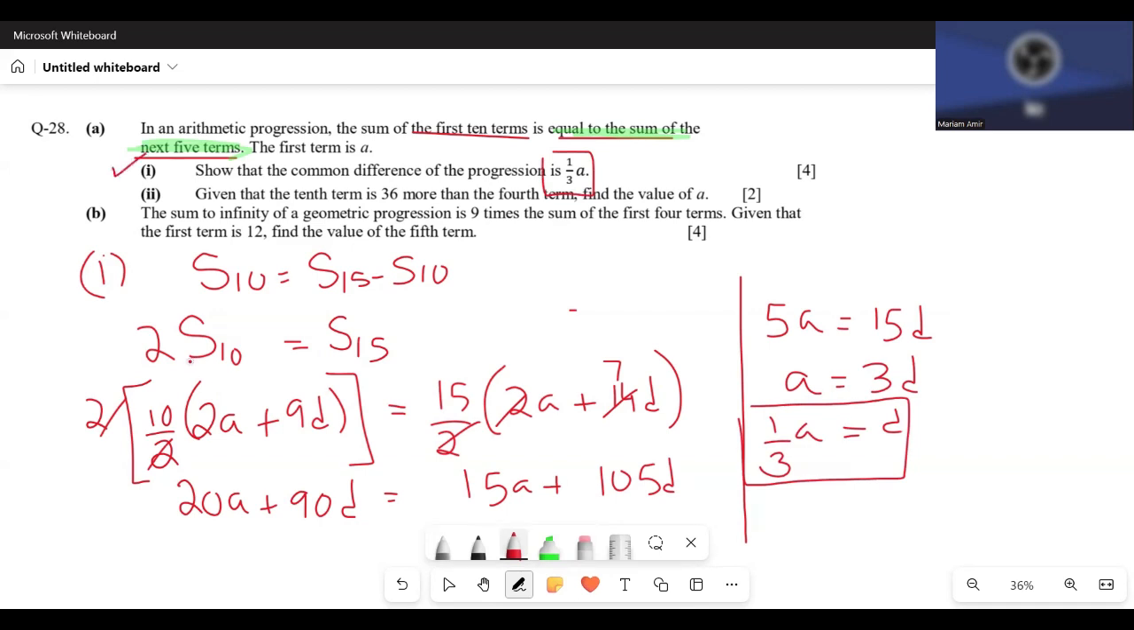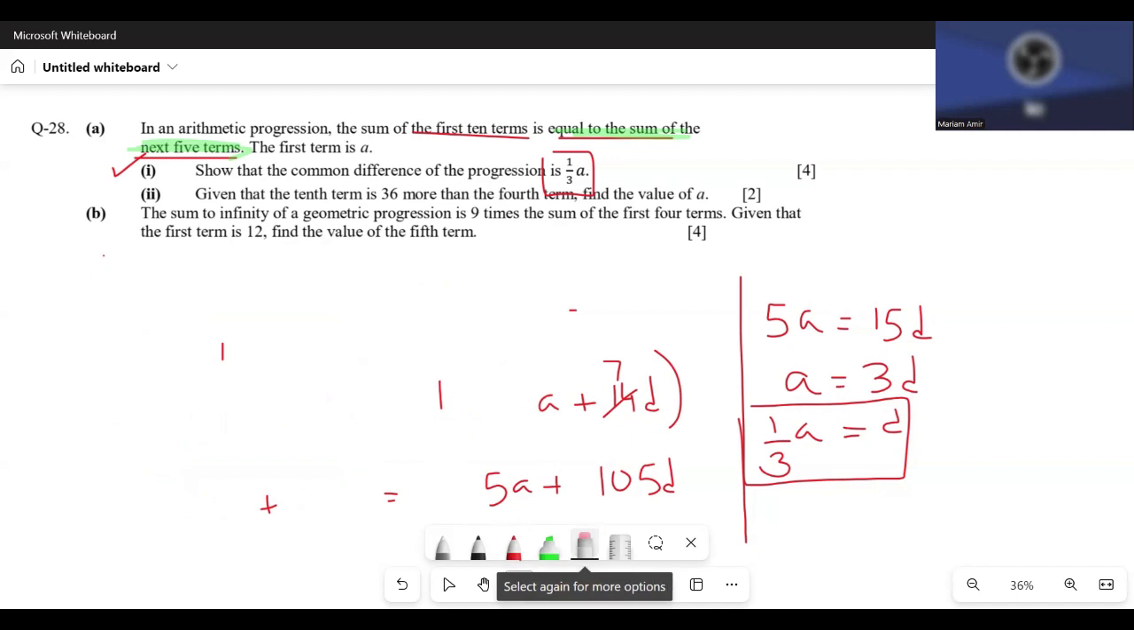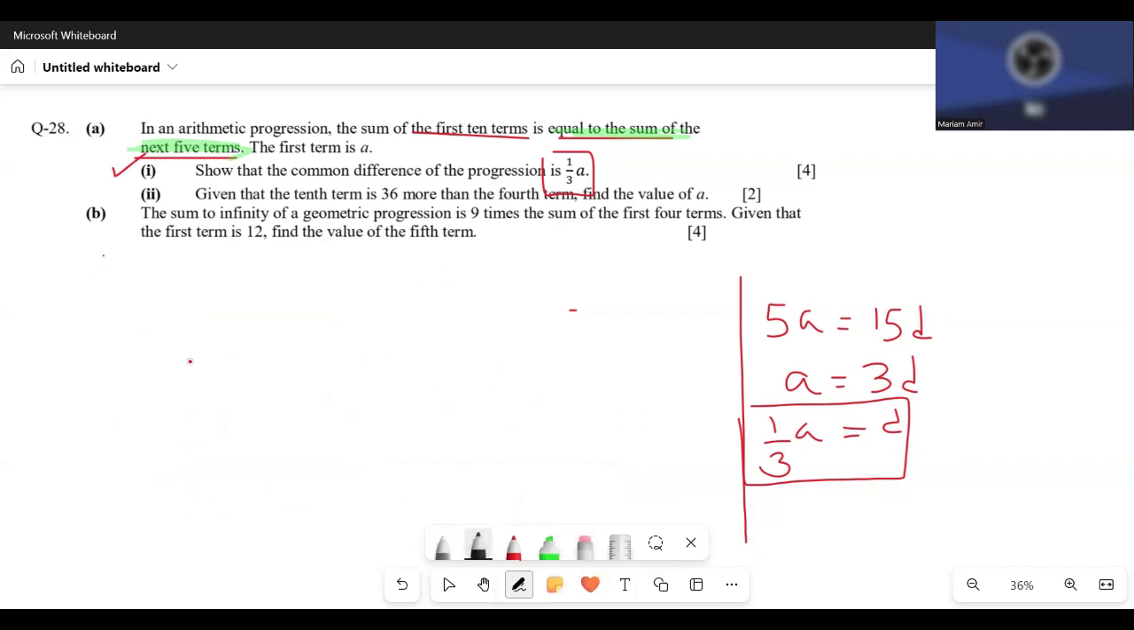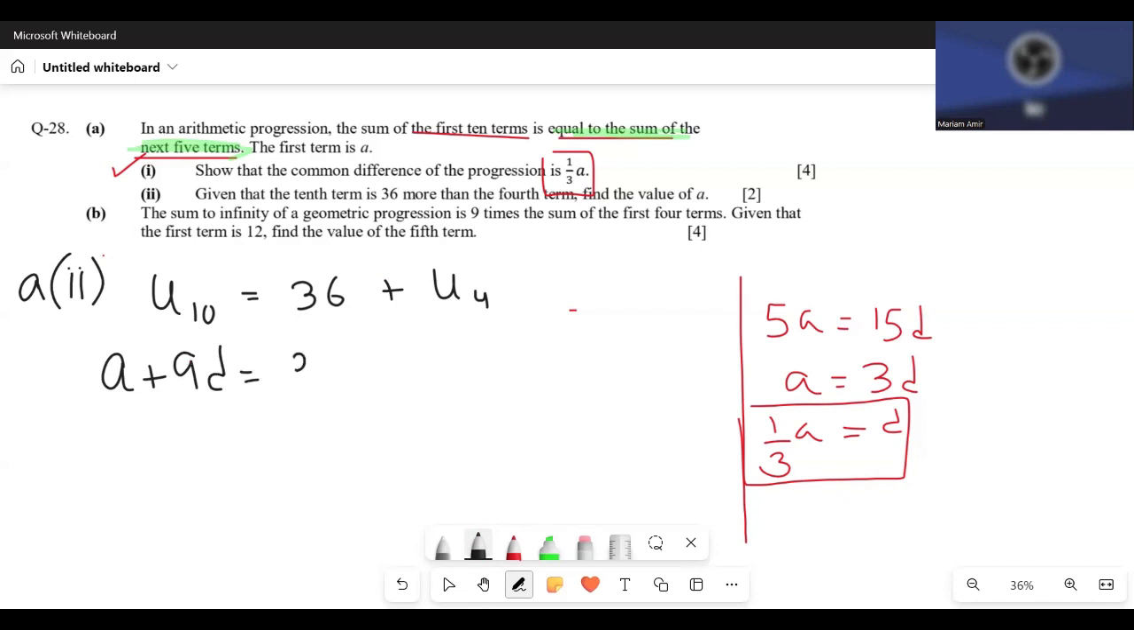Okay. Part B: given that the 10th term is 36 more than the 4th term, find a. The 10th term would be represented by U10. So the 10th term is 36 more than the 4th term. Now let's use the nth term formula of an arithmetic progression, a plus d times n minus 1. So it's going to be 9d here, equals 36 plus a plus d times n minus 1.